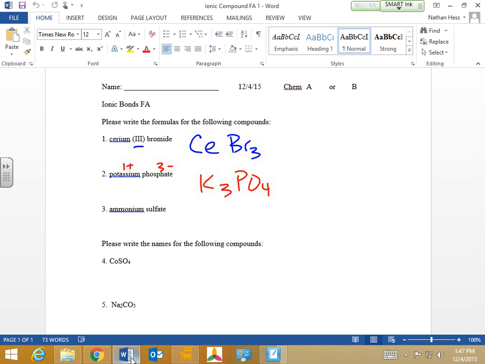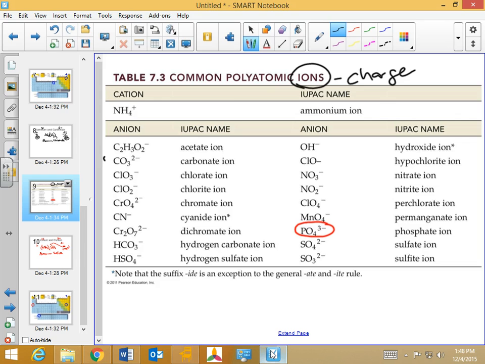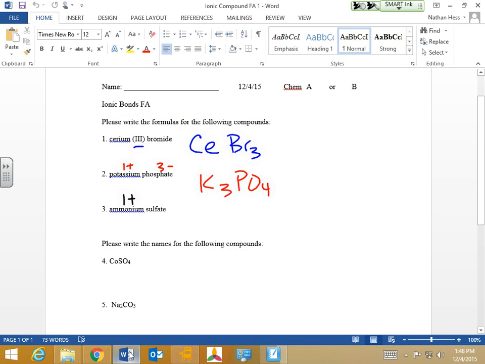Next, I get ammonium sulfate. This is 2 polyatomic ions going together. So here's ammonium, and we're going to use sulfate, which is right here, SO4 2-. So we have a 1+ and a 2- coming together. So therefore I need 2 ammoniums. Ammonium is NH4, and I'm going to put in parentheses because I need 2 of them, 2 of the whole thing. And then sulfate is SO4. And there's my formula, (NH4)2SO4.